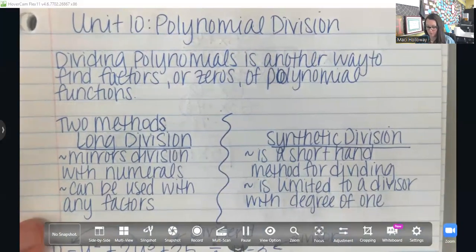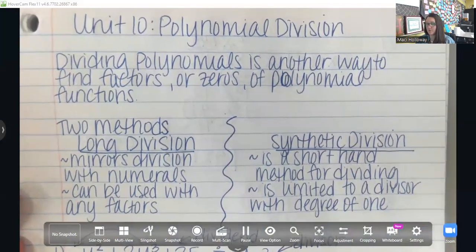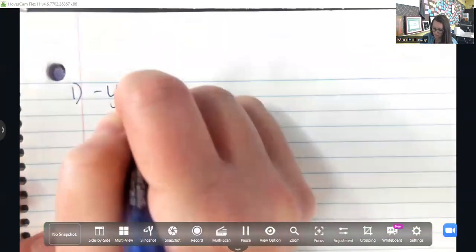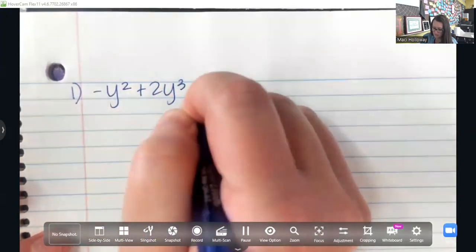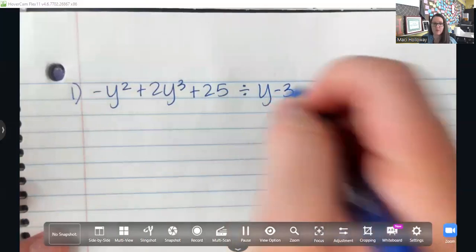I'm going to show you both methods today. We're going to use the examples from the paper that you received from class, and we're going to start with example number 1, using long division. Number 1 says negative y squared plus 2y cubed plus 25 divided by y minus 3.